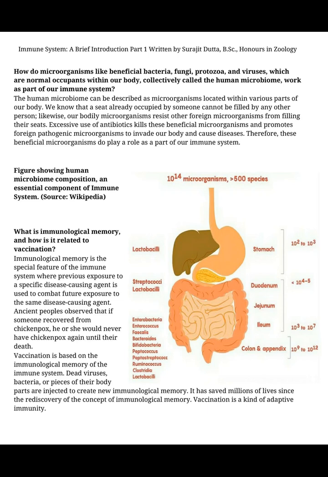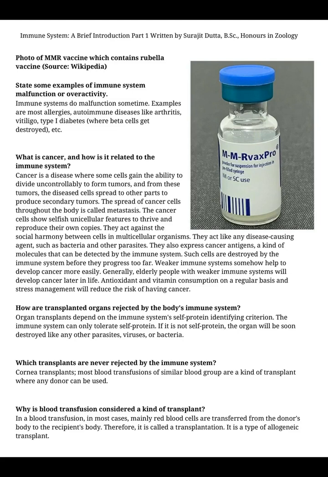Dead viruses, bacteria, or pieces of their body parts are injected to create new immunological memory. It has saved millions of lives since the rediscovery of the concept of immunological memory. Vaccination is a kind of adaptive immunity. This is a photo of the MMR vaccine, which contains the rubella vaccine.